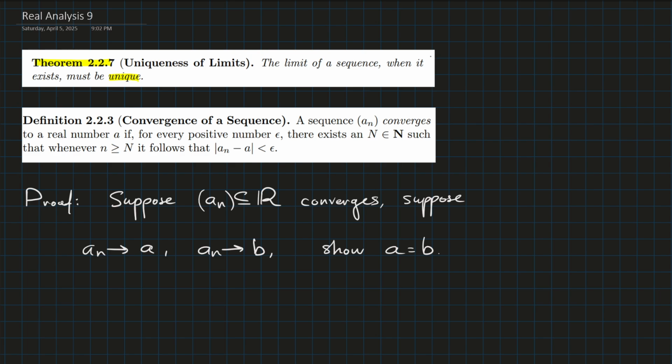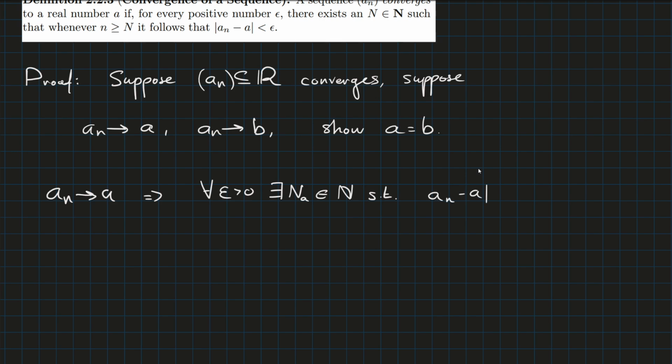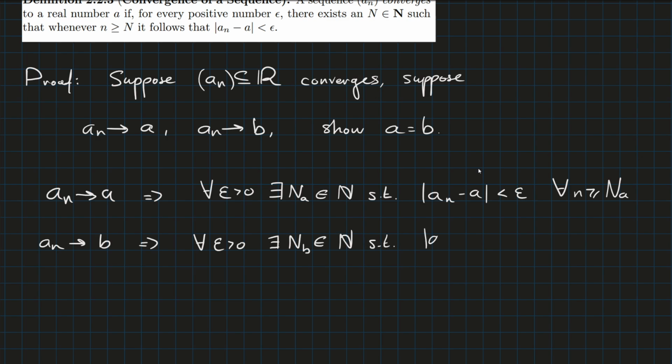Okay, well, let's see how this could be. If a_n converges to A, then this tells us that for all epsilon greater than 0, there exists an N, call it N_A in N, such that |a_n minus A| is less than epsilon for all n greater than or equal to N_A. And a_n converges to B. This tells us a similar thing: for all epsilon greater than 0, there exists some N_B in N such that |a_n minus B| is less than epsilon for all n greater than or equal to N_B.